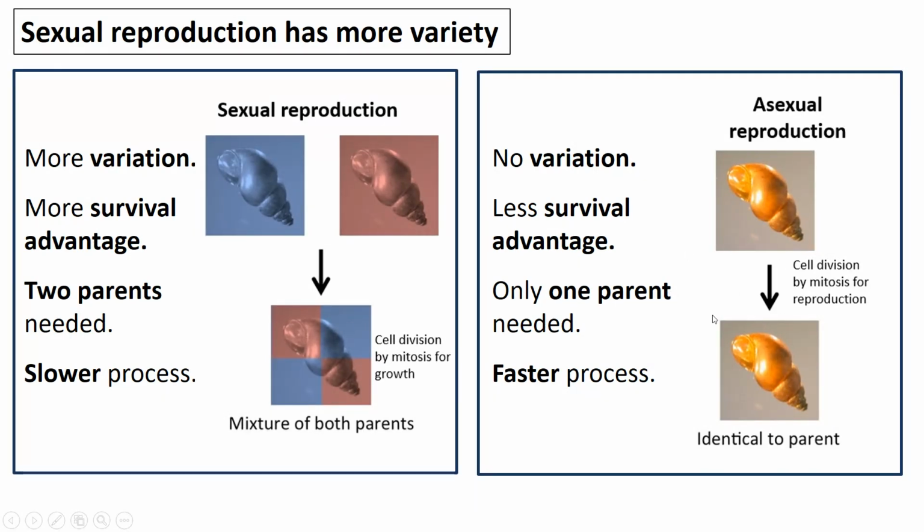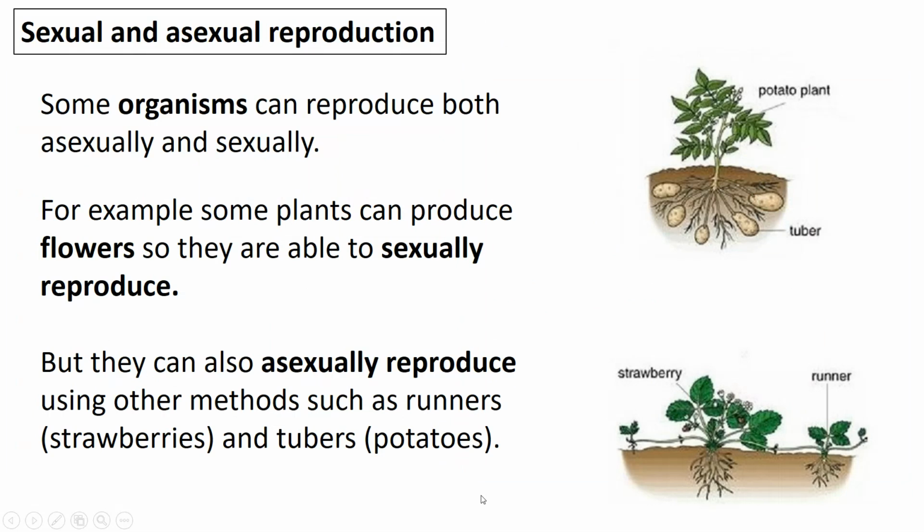Asexual reproduction, on the other hand, has less variation, so you have less of a survival advantage. However, you only need one parent, so it's easy to basically reproduce yourself when you need to. So it's a much quicker process. So you can see that there are advantages and disadvantages to species using these methods of reproduction. And some species have actually evolved so that they can reproduce both sexually and asexually.